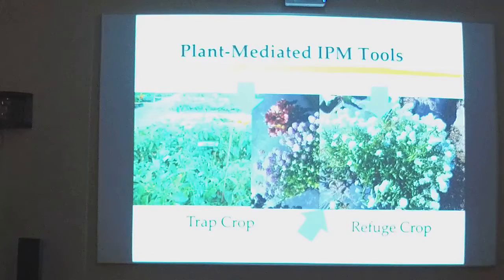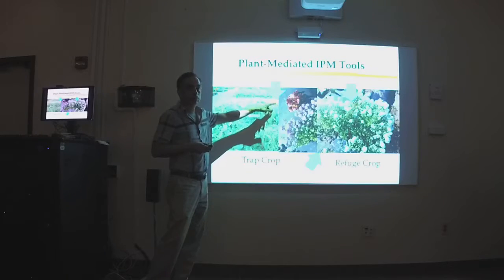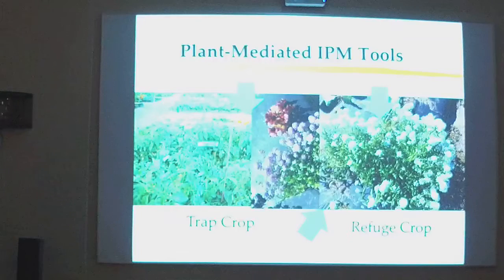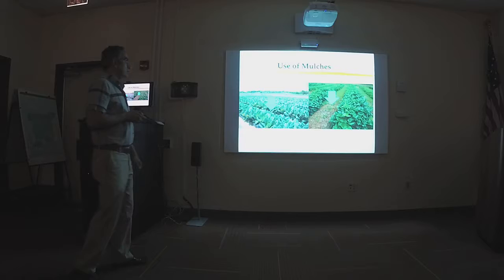There are some more examples of crops, trap crops and stuff. We do flowers, these different colors of sweet alyssum.